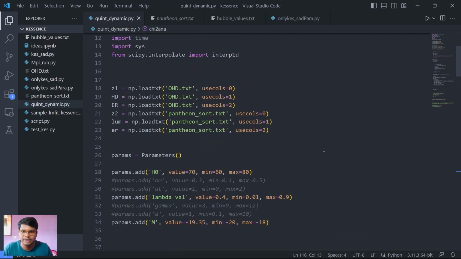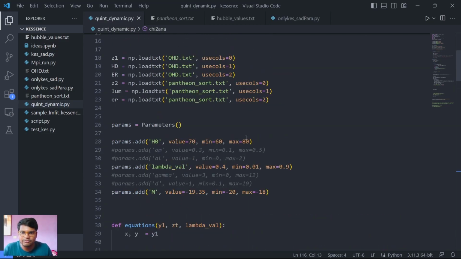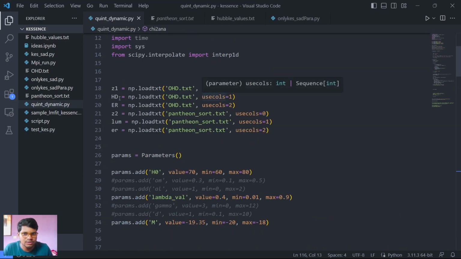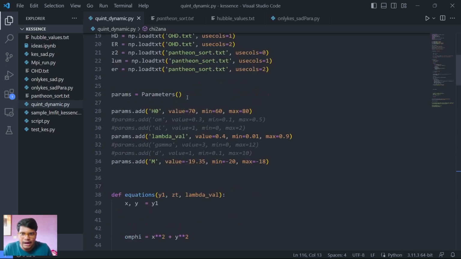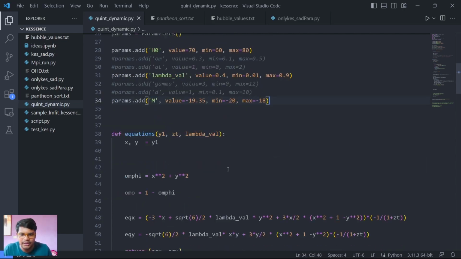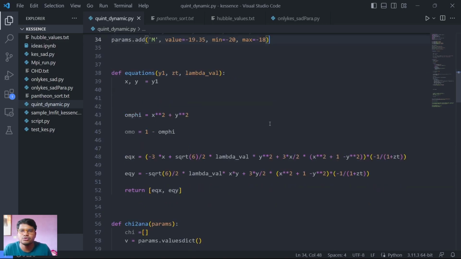So what I have done here, again, this video is very lengthy. First of all, I have loaded my data points, experimental data 1. I have here params equal to Parameters, and then the parameters I have with their values, params.add. So this is how we are adding it. This is for the luminosity parameter, right? Right now it is of no use.